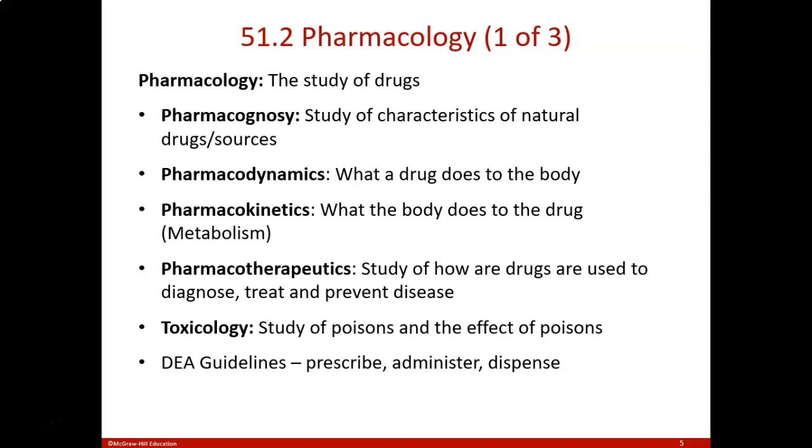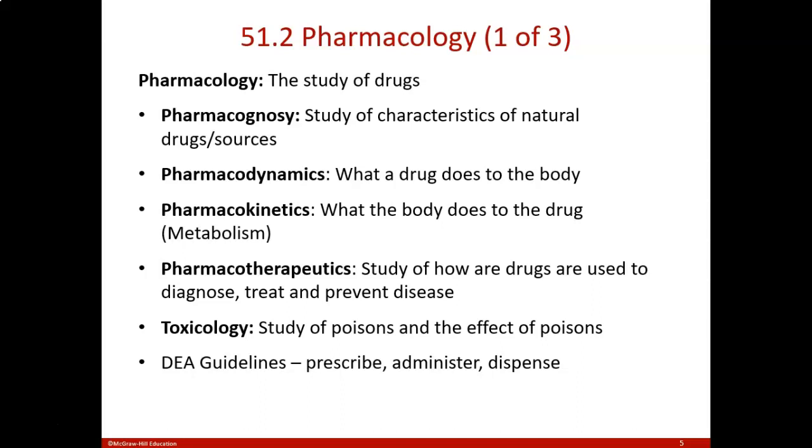And then the last one that doesn't begin with a P is toxicology. And so toxico means poisons. And so that's the effect of poisons on the body. Obviously certain drugs, if taken in high amounts, can cause a toxic effect. Other things like chemicals like cyanide and strychnine are all poisons, and so they fall into toxicology too. They're not drugs that we give, but they can cause toxic effects on the body.